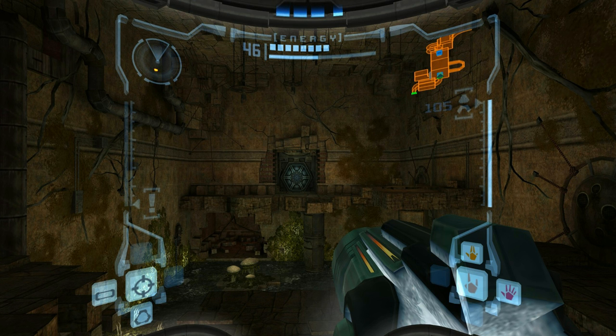Metroid Prime 2 is a good example as well. This is a 3D-ish interface, or at least it gives you the idea that you're looking through a helmet again. It gives you the impression that you are the actual character.